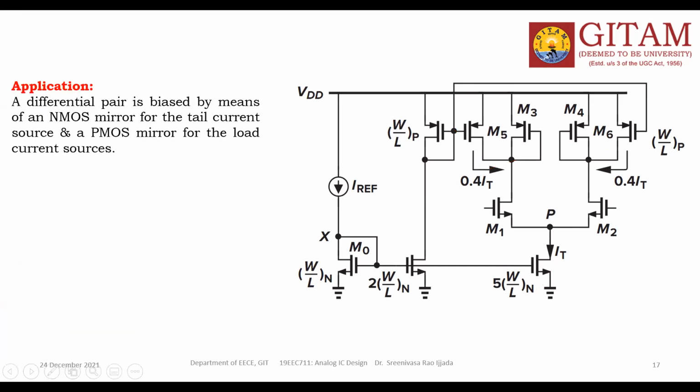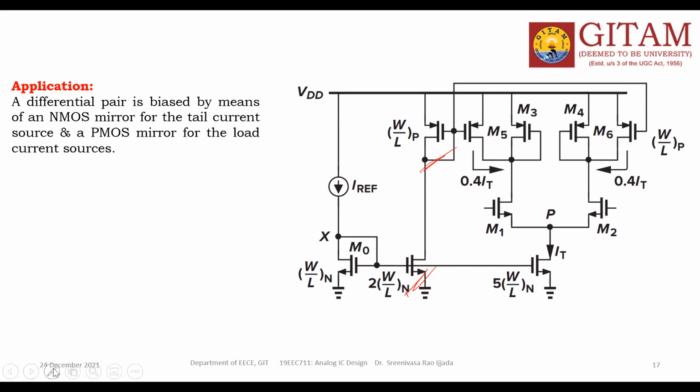A differential pair is biased by means of an NMOS mirror for the tail current source, and a PMOS mirror for the load. This is the PMOS mirror, and this is the NMOS mirror. That's why I told you PMOS mirror, NMOS mirror. The PMOS mirror provides biasing to the load current sources, and the NMOS mirror provides the biasing for the tail current source. Got my point or not?